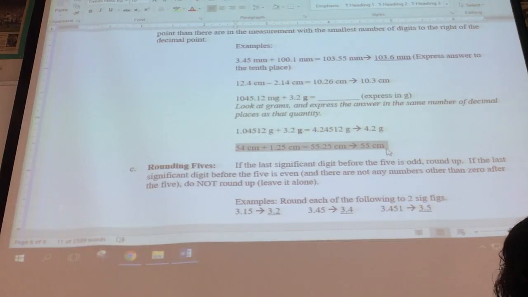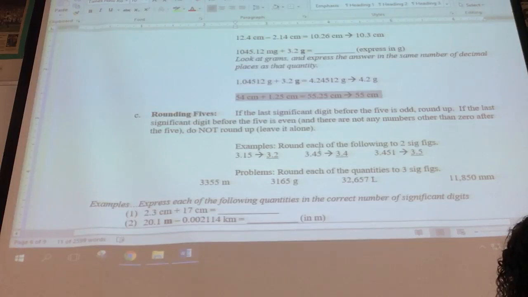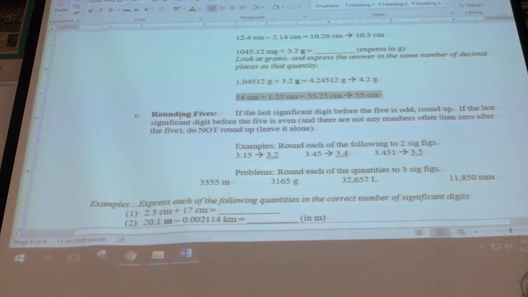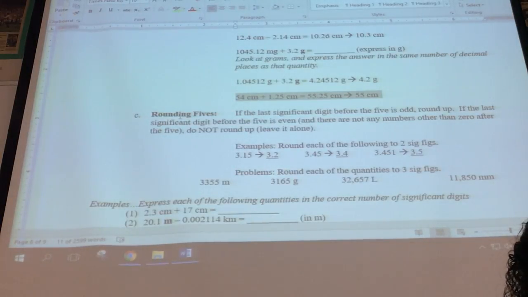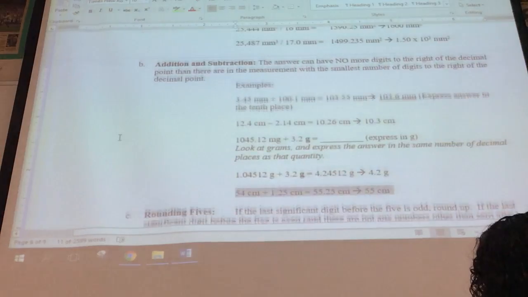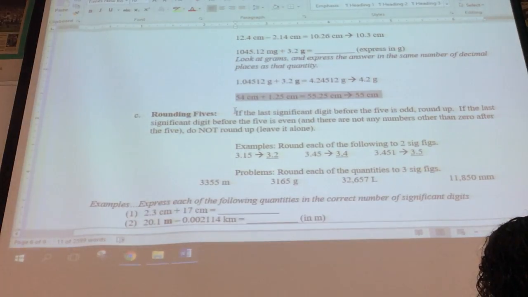Okay? The last piece of the puzzle before we practice like gangbusters is rounding. And you are familiar with basic rounding rules from math. The rounding of 5s is a little bit different than what you've seen in math, and that's what we're going to focus on here. It says if the last significant digit before the 5 is odd, round up. That's what you've always learned.